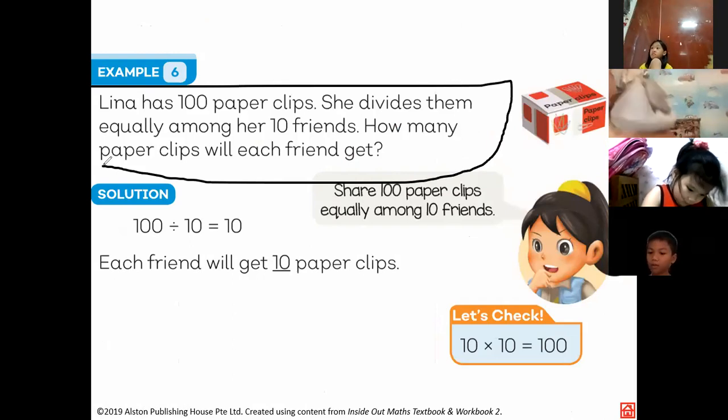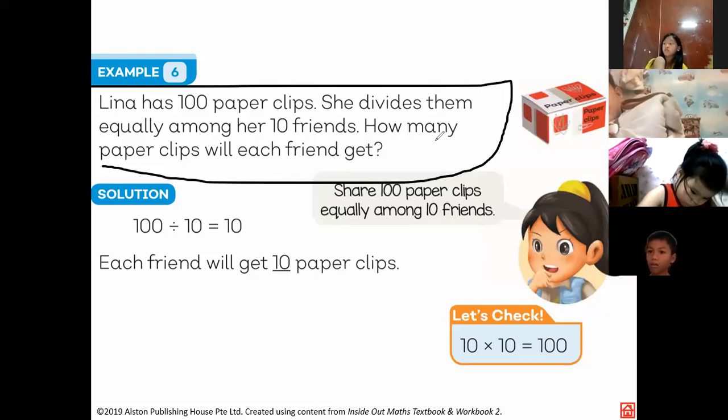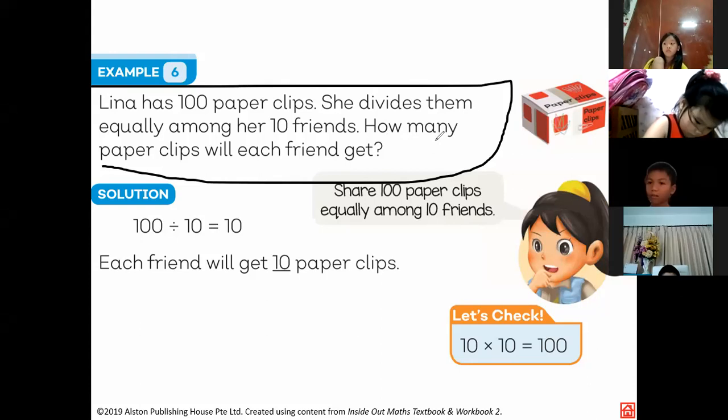Lena has 100 paper clips. She divides them equally among her 10 friends. How many paper clips will each friend get? Okay, very good. So I'm gonna do one more time. Lena has 100 paper clips. She divides them equally among her 10 friends. How many paper clips will each friend get?